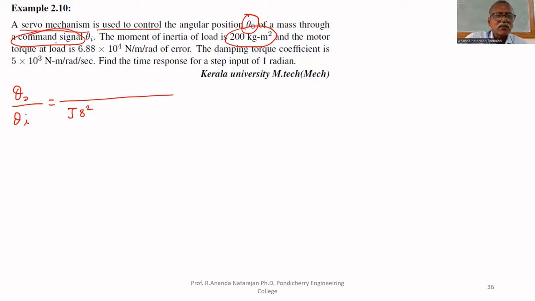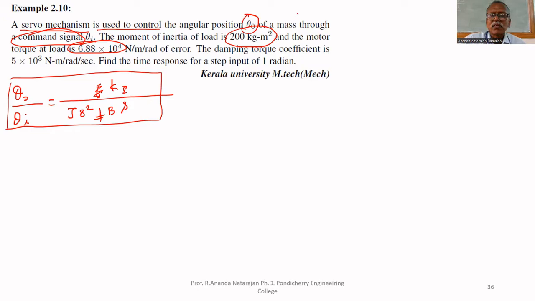The motor torque at load is the output of the motor. The mechanical system output is 6.88 into 10 power 4, that is K. The gain K is given. The damping torque coefficient is B, that is 5 into 10 power 3. So this is the mathematical model given.